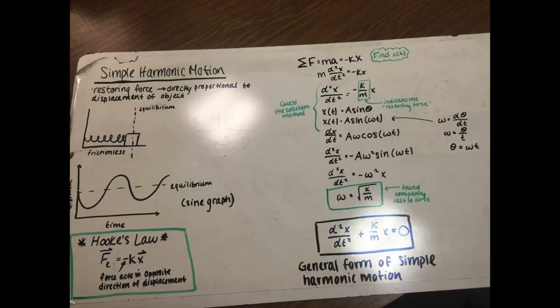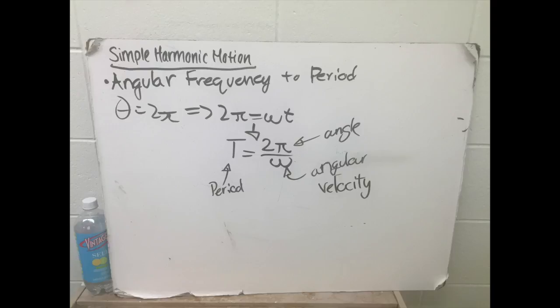Now using both of these, you will notice that k over m is equal to omega squared. With that, you can set them equal and get omega equals square root of k over m, elastic constant over mass. And going back to d squared x over dt squared equals negative k over m times x, the general form of simple harmonic motion is defined as d squared x over dt squared plus k over m times x equals 0.